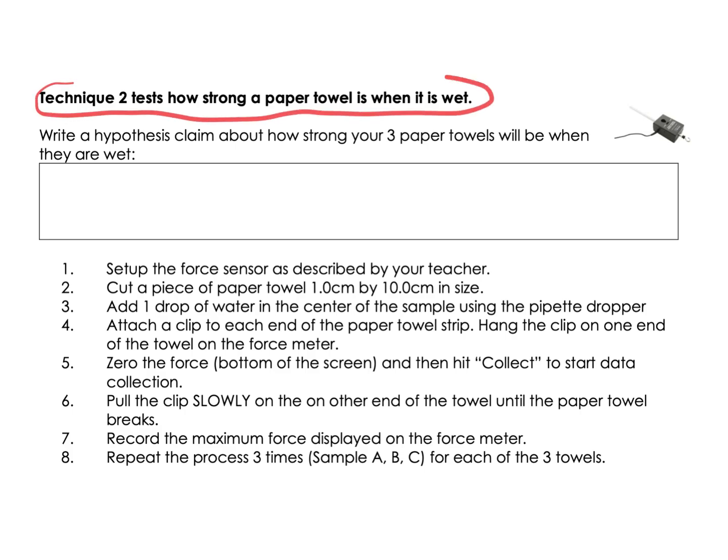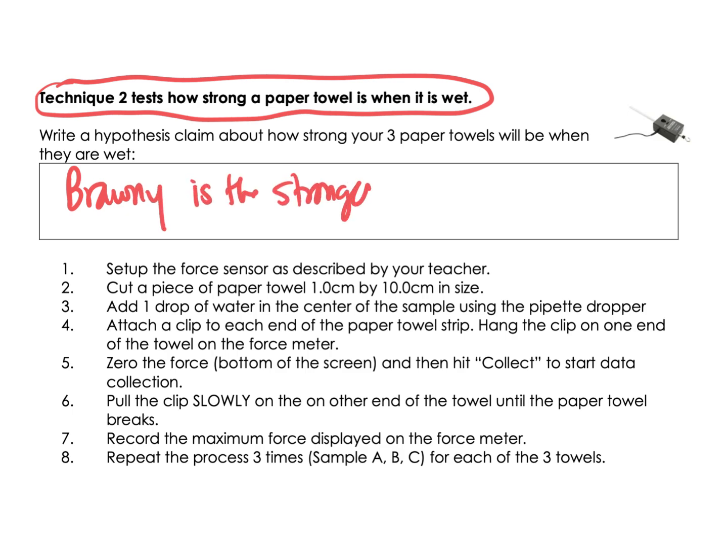Next in the lab, we did technique number 2. Technique number 2 tested how strong a paper towel is when it is wet. So write a hypothesis again, and just based on the name, I'm going to say that Brawny is the strongest of the towels.